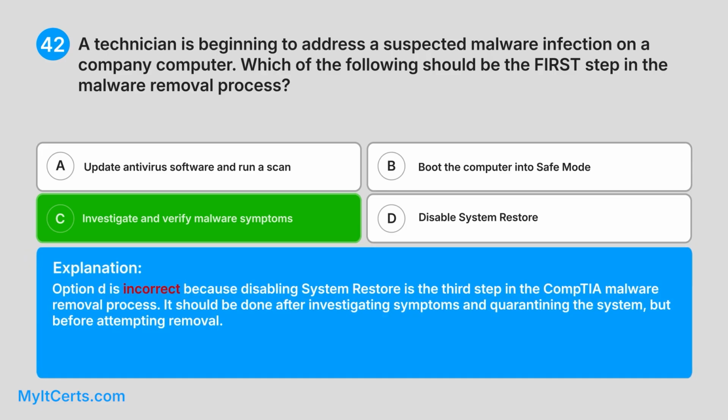Option D, disable system restore, is incorrect because disabling system restore is the third step in the CompTIA malware removal process. It should be done after investigating symptoms and quarantining the system, but before attempting removal.